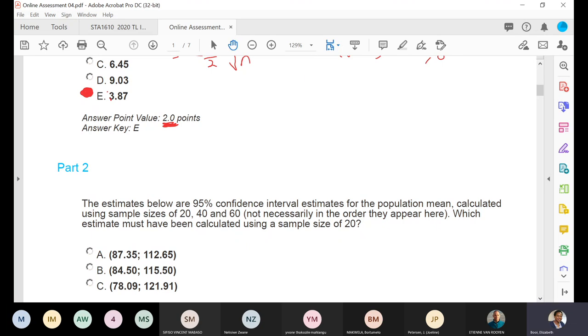The estimates below are 95% confidence interval estimates for the population mean, calculated using the sample sizes of 20, 40, and 60. Which estimate must have been calculated using the sample size of 20?